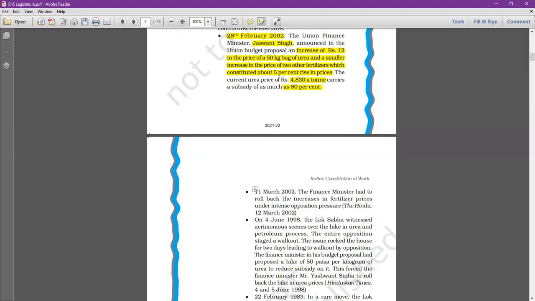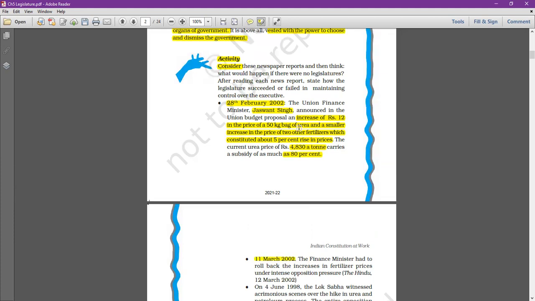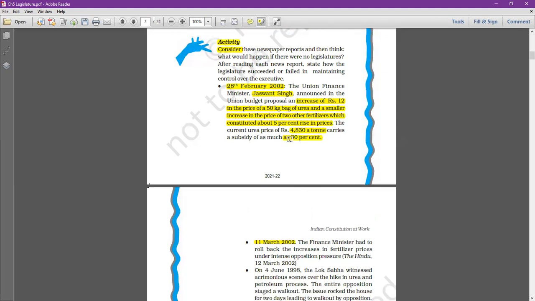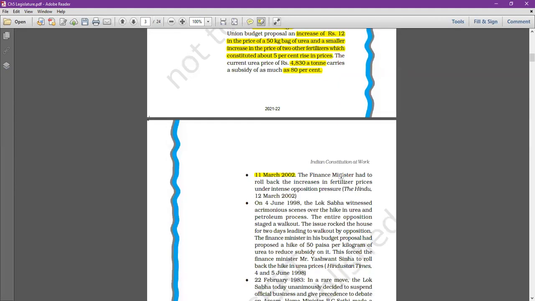Now, 11th of March 2002. So this budget was proposed on 28th of February 2002 by Jaswant Singh. On 11th of March 2002, what happened? The finance minister had to roll back the increase in fertilizer prices under intense opposition pressure.